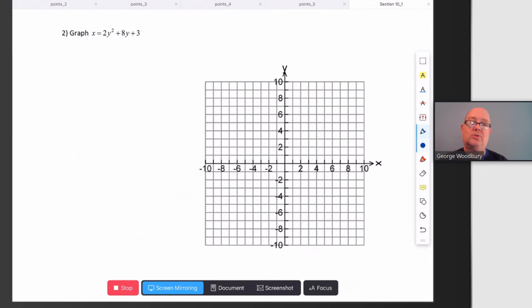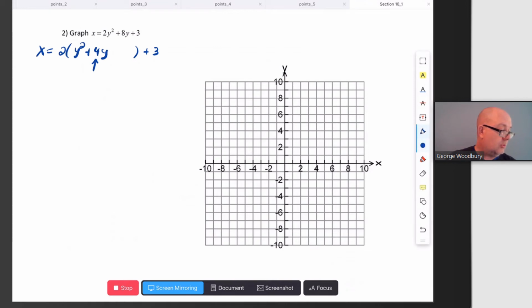But I need to complete the square to make this happen. So let's start there. X equals 2 times y squared plus 4y, and then plus 3 outside the parentheses. I need to take half of the y term's coefficient, square it, and add it inside the parentheses. Half of 4 is 2, squared is 4.